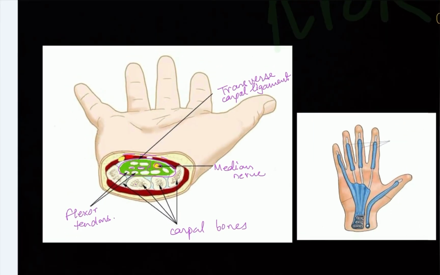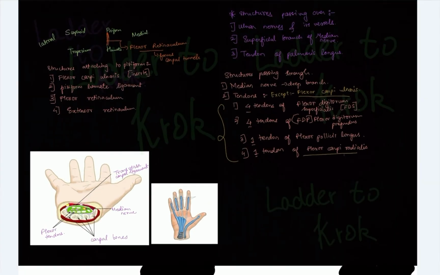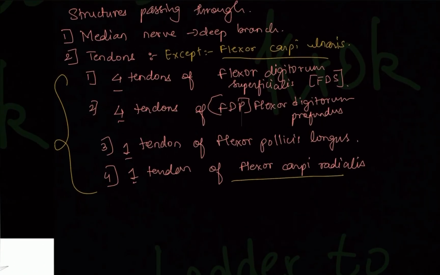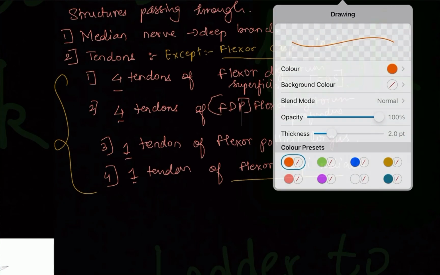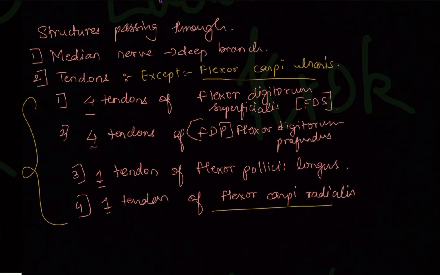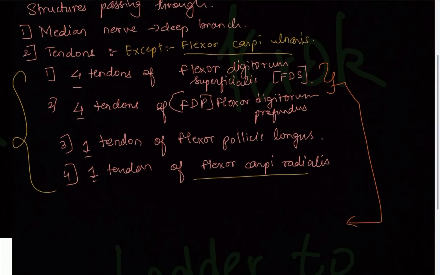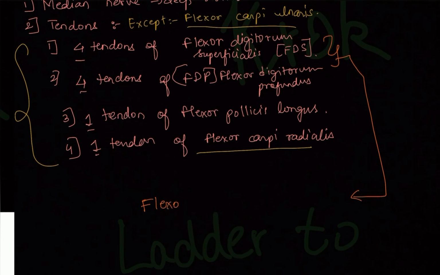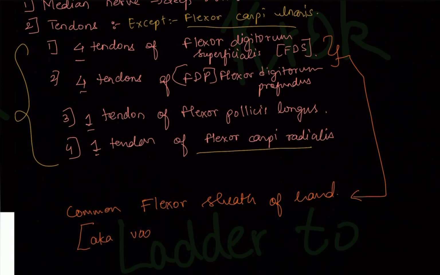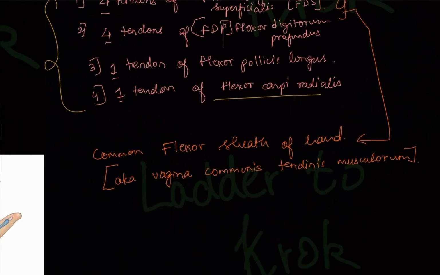Okay, so this was about the carpal tunnel. You can see how it looks, right? There is something called the common flexor sheath of our hand, which you should know. There's a question regarding that. So starting with the common flexor sheath, these 4 tendons and 4 tendons together, that is these 8 tendons together, form the common flexor sheath of the hand. In Latin, it is also called vagina communis tendinum musculorum. So remember both the names, the English name as well as the Latin name.